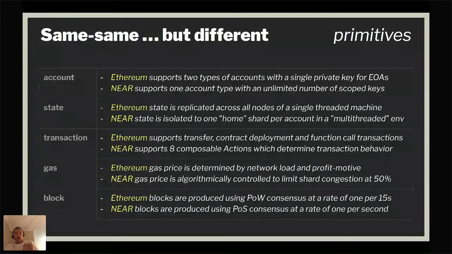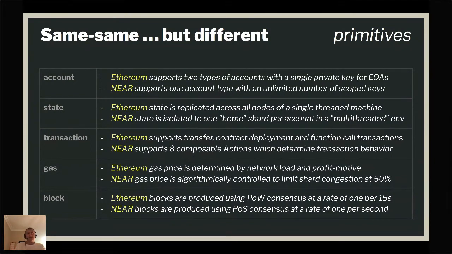So with NEAR, there's one account type, and you add an unlimited number of keys. Whether that account is a contract account or an individual's account, there's no difference. It's just an account on the system, and it has a name. It may or may not have a contract deployed to it. And whoever has the private keys on that account, to either a function call access key or a full access key, can invoke methods on that account or, by proxy, on another account.